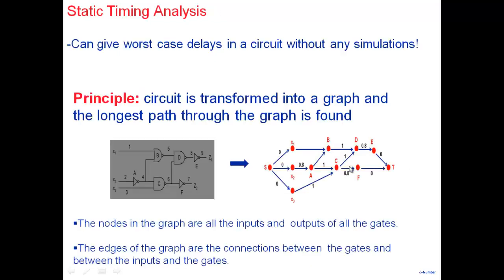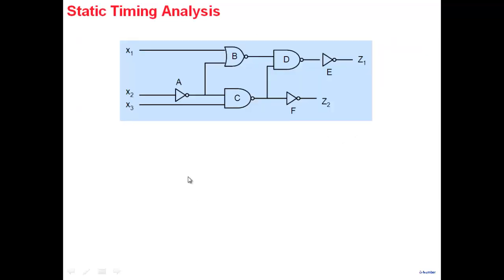Before that, note that the graph has two things in it. The graph has nodes, and there are edges. Along with the edges, we have a weight attached to it, so it's what we call a weighted graph. So what are the nodes? The nodes in the graph are all the inputs and outputs of all the gates. The edges of the graph are the connections between the gates and between the inputs and the gates. All right, let's go ahead and start with it.